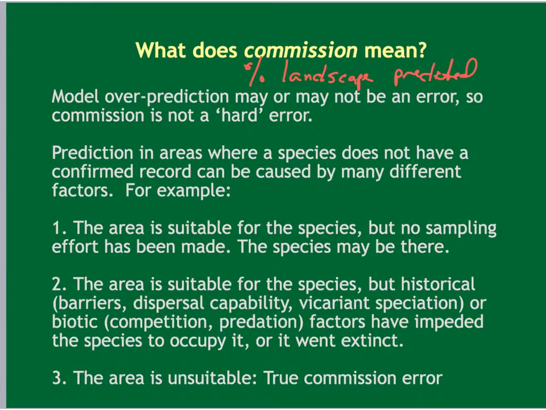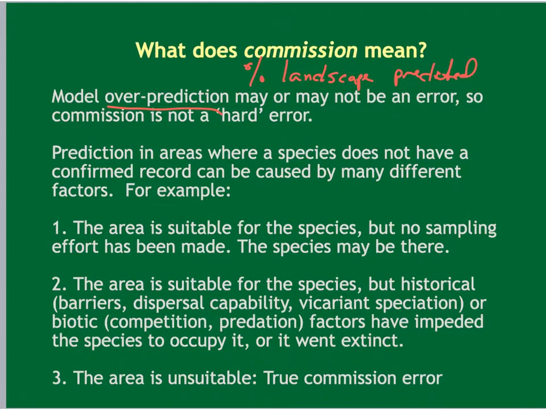Commission by itself may result in overprediction. We may predict too much of the landscape, but that might not be an error. It may be that the species is found there and we haven't yet sampled it. It may also be that the environment is appropriate for the species, but it's not there because it's been extirpated, either by human activities or competition with other species, or it may not yet have moved into that area, what we would define as the fundamental niche in classic ecological niche theory.